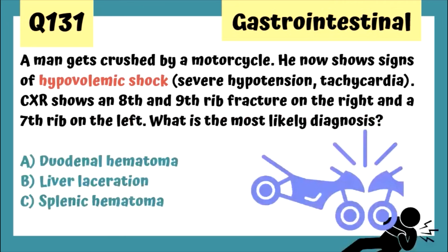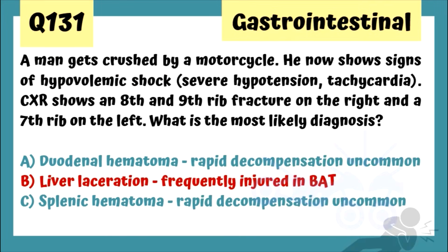Question 131. A man gets crushed by a motorcycle. He now has hypovolemic shock, and he has fractures on each side. What's the most likely diagnosis? So he has severe hypotension. He's lost lots of fluid. It's not going to be a duodenal hematoma because there we don't have free fluid flying. It's going to be a liver laceration. Liver laceration is frequently injured in BAT, and it leads to loss of lots of blood, and therefore there's going to be severe hypotension, hypovolemic shock.